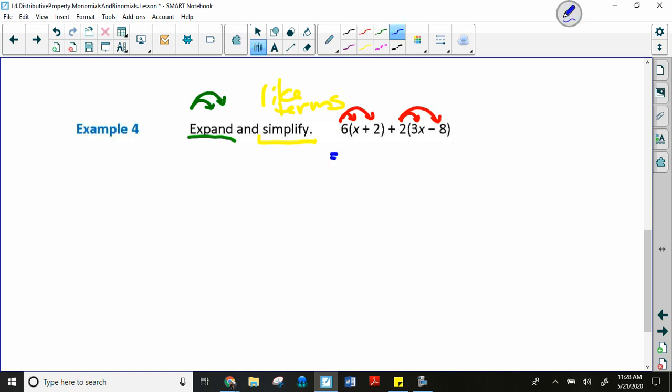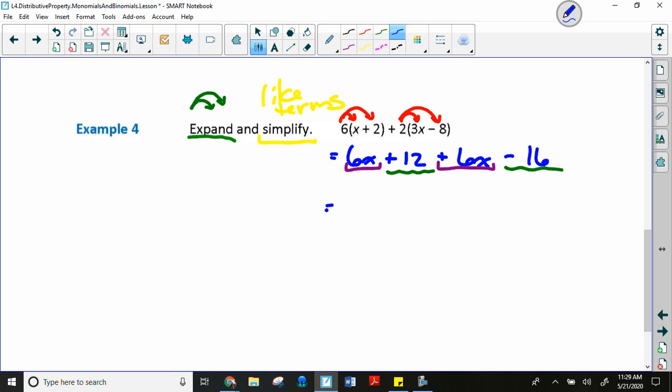And then we get 6x. 6 times x is 6x. 6 times positive 2 is positive 12. 2 times 3x gives us 6x, because 2 times 3 is 6. And then 2 times negative 8, use your calculators, is a negative 16. Once we get to this point, we look for things that are like terms. And we've got a 6x and a 6x, and then we've got a positive 12 and a negative 16.